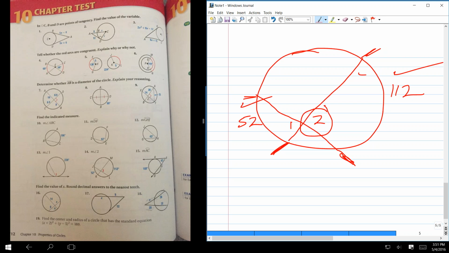Well, what would you think it would be? Let's play around with it and see what makes sense. And we know it's either half or double, right? Everything with circles is either half or double.